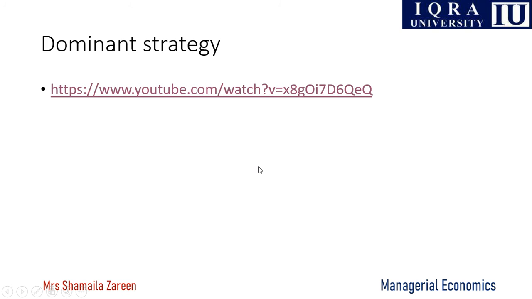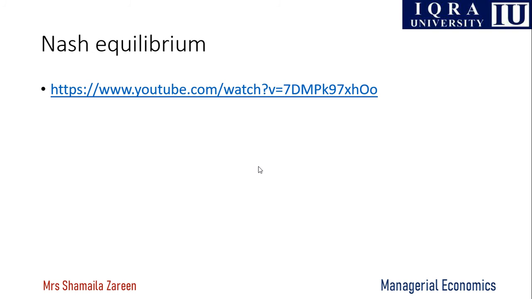There was the concept of dominant strategy in all the games, and we have found that the dominant strategy is the strategy that the player will play regardless of what the other player does. So that is actually the dominant strategy. Then we have discussed the Nash equilibrium in all the three games which we have mentioned in this game theory.